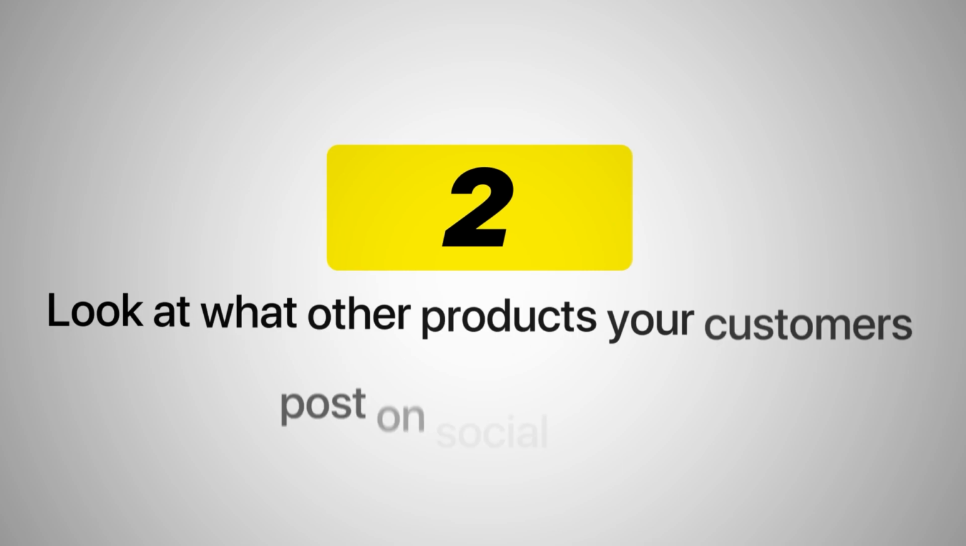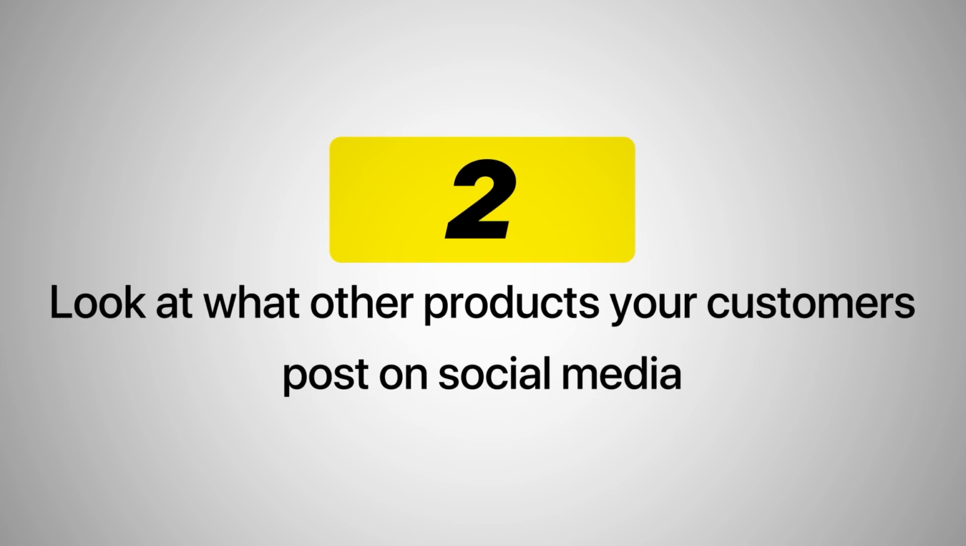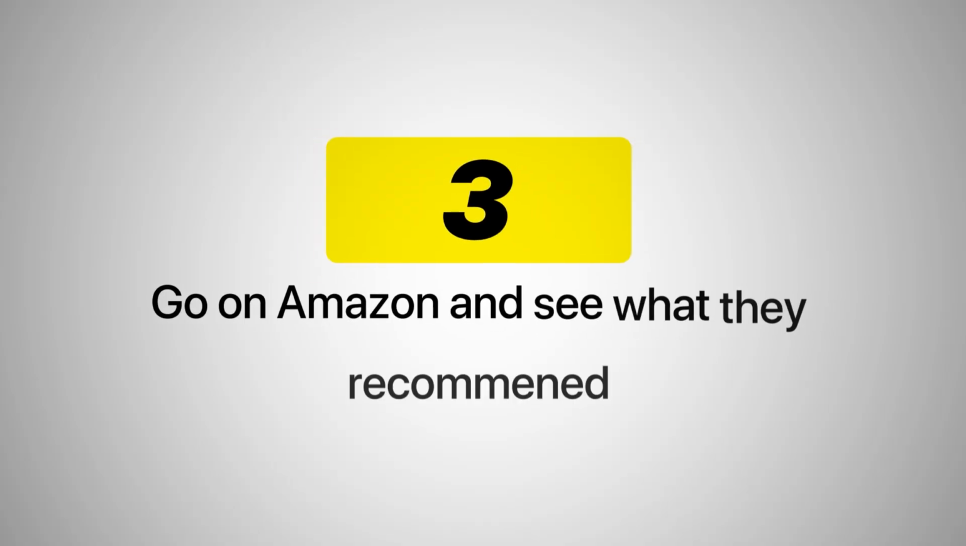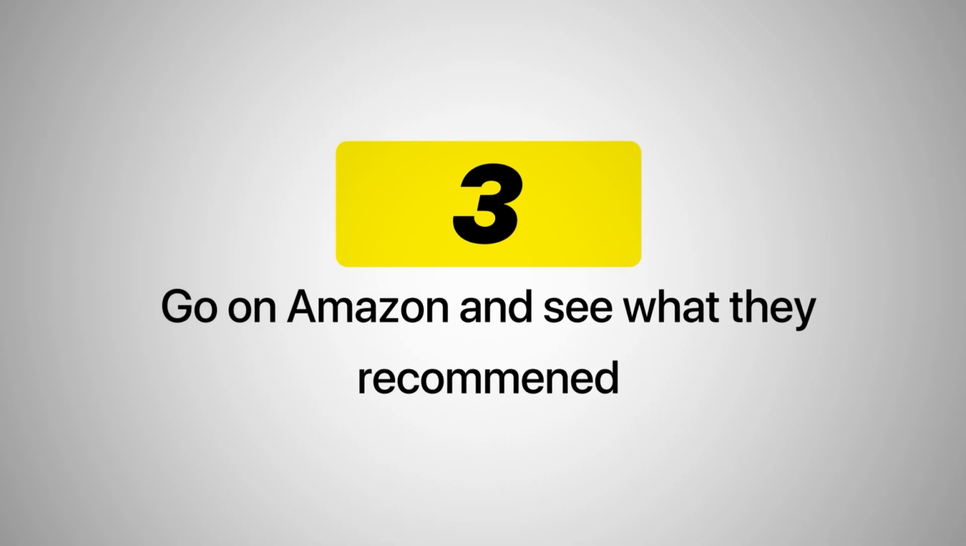Second, look at what other products your customers post on social media when they share your product. UGC is an incredible way to find what other products your customers are buying and using with your product. The third is go on Amazon and see what they recommend. When someone buys your product or a competitor's, Amazon has mountains of data, and there's a reason they're making those specific recommendations on those products, and you can reverse engineer their algorithm.